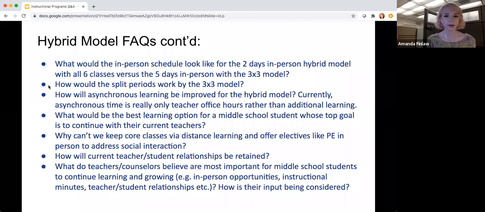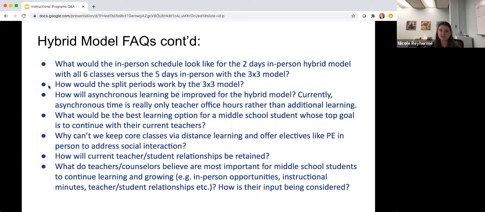How would you split periods work by the 3x3 model? Again, these are details that we're going to be working out, but the most obvious split would probably be a 1 through 3 and then a 4 through 6 schedule.